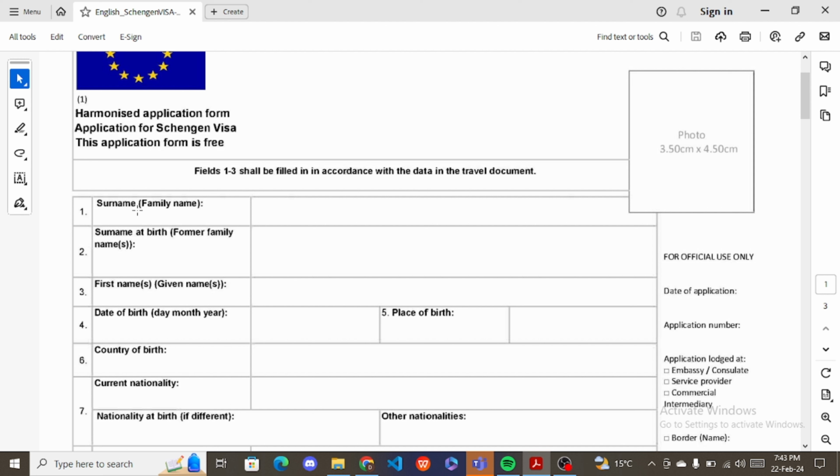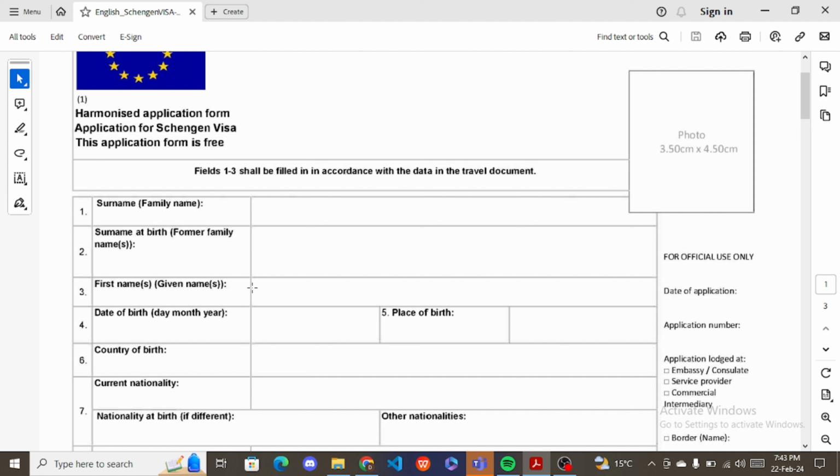For the first question, surname, that's the family name. Of course, you just have to write down what your family name is. Then for number two, surname at birth, former family name. This is for the married ladies or women. Let's say when you were still unmarried, you were bearing Obi, and then after marriage, you took your husband's surname, which is now Okafor, for instance. So you write your former surname here, which is Obi, in number two, and your current surname now in marriage, which is Okafor, in number one. That's just what is required.